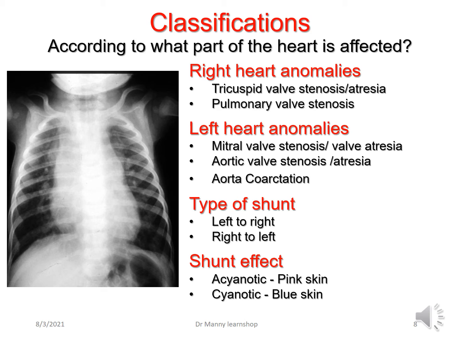So therefore it can be a left to right shunt, where you get mixing of deoxygenated blood with oxygenated blood, left to right. Right to left, where you get mixing of deoxygenated blood into the oxygenated blood, right to left. Then it can be the effect of the shunt, and this could be related to acyanotic disorders, as we'll see in future courses, which results in pink skin despite having an anomaly, or cyanotic disorders, which results in blue skin, deoxygenation.